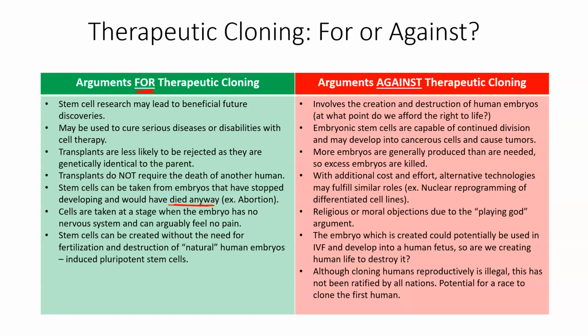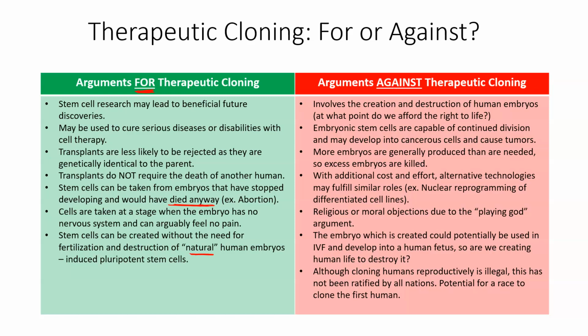Stem cells can be created without the need for fertilization and destruction of natural human embryos. That gets away from the killing another human mentality, right? By saying we can create embryos by artificial fertilization methods, we can go against the need of destroying these naturally formed human embryos, and it's called induced pluripotent stem cells. Basically, induced means that we're artificially going to create them, and therefore don't have to destroy naturally produced human embryos.